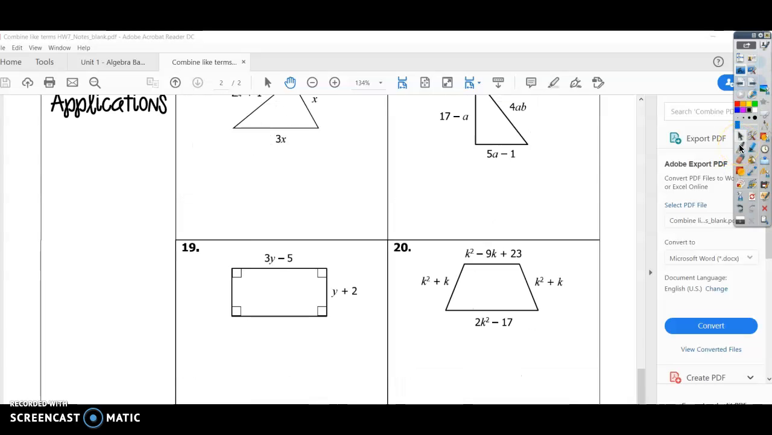All right, last two examples here. Number 19 gives you a rectangle. And we're looking to combine like terms for the perimeter. Again, the perimeter means we add up all the sides. So we know if we're missing the side lengths, that this side would be the same as the side opposite it, and this side also would be the same as the side opposite. So we're going to add up all of our x's. So we've got a 3x here.